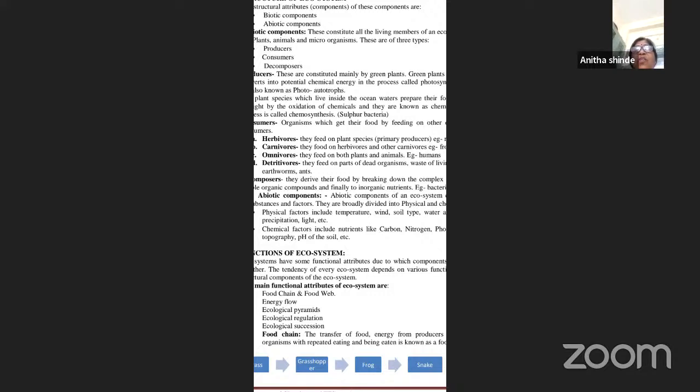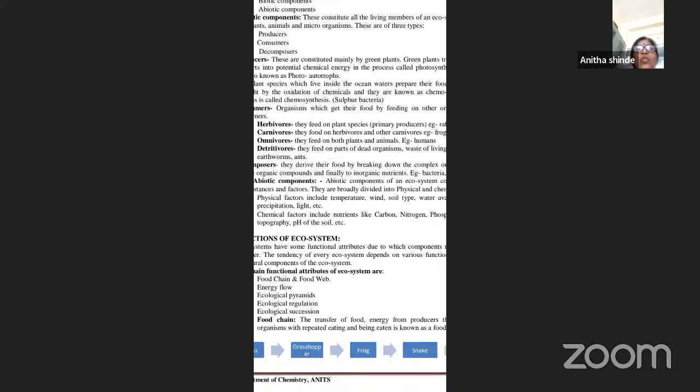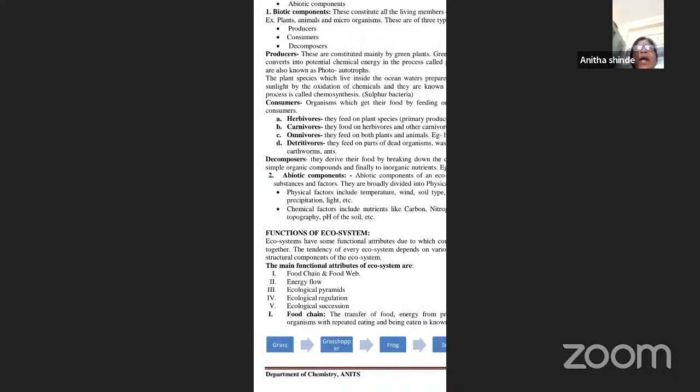And detritivores feed on parts of dead organisms, like waste of living organisms. Examples are earthworms and ants. So they are called detritivores. So herbivores, carnivores, omnivores, and detritivores. Consumers depend upon other organisms for food, and that is why they are called consumers. They are classified into four types: herbivores, carnivores, omnivores, and detritivores.